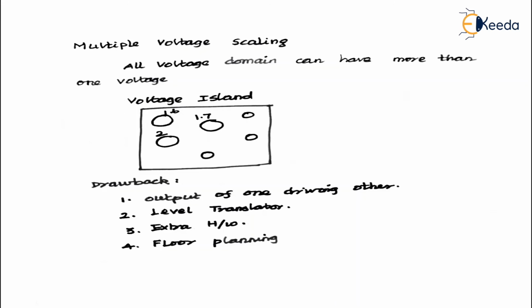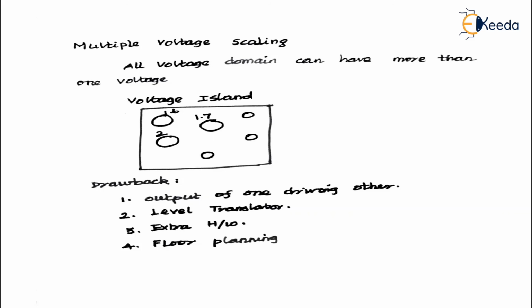Now, the second type is called multiple voltage scaling. In multiple voltage scaling, all the voltage domains can have more than one voltage. Means in the previous one, I had only one set of voltage, a particular circuit would be driven by a fixed voltage. Whereas in multiple voltage scaling, I can have voltage islands. Means there will be certain islands that will be reserved.